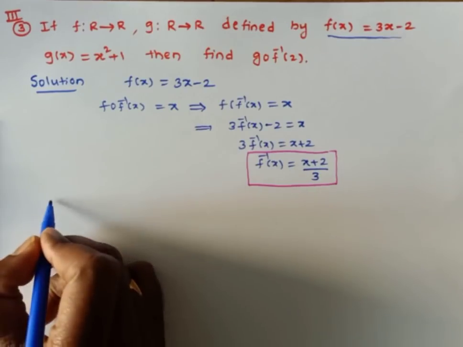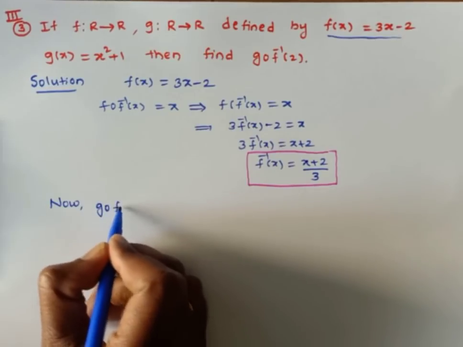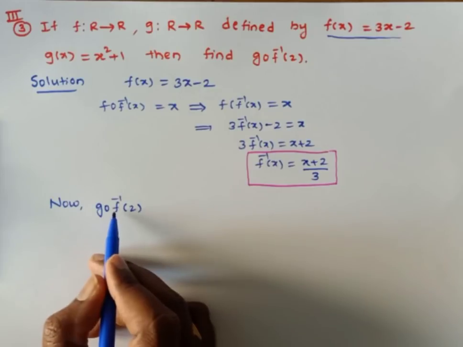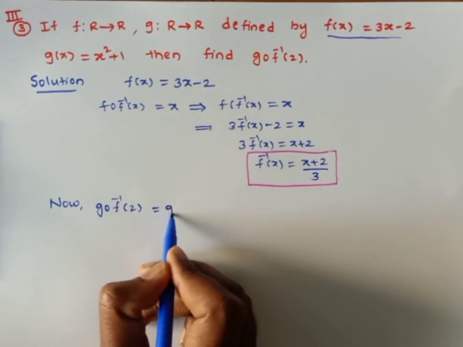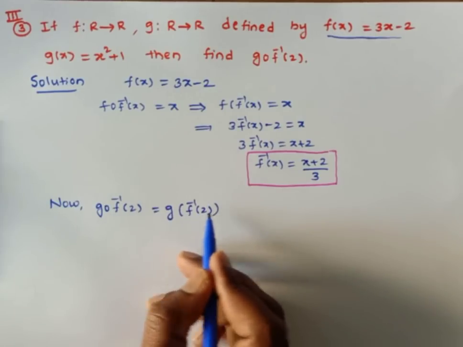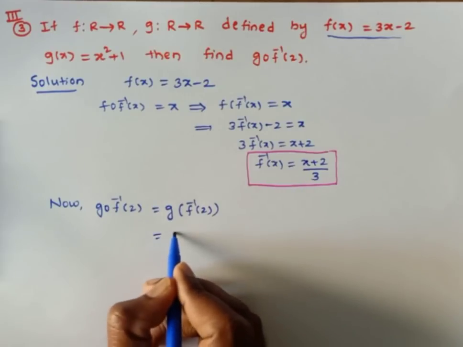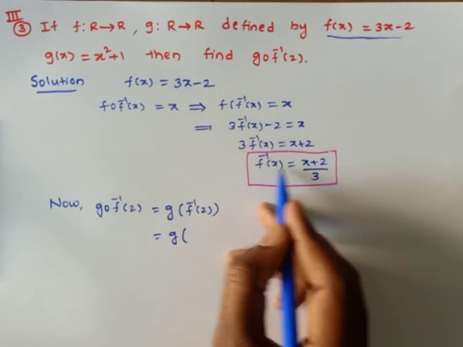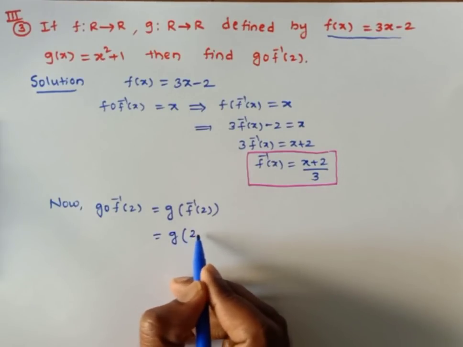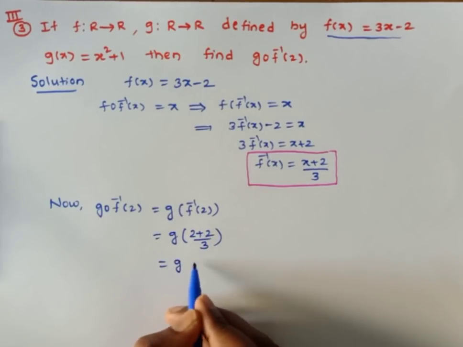Now you can evaluate g circle f inverse of 2. So this is like g compose f of 2, but instead of f, f inverse is there. It's no problem, you can write it as g of f inverse of 2. Already we have f inverse of x, so just replace x with 2. So it is g of, now what is f inverse of x? x plus 2 by 3. By replacing x with 2, it is 2 plus 2 divided by 3, which means g of 4 by 3.